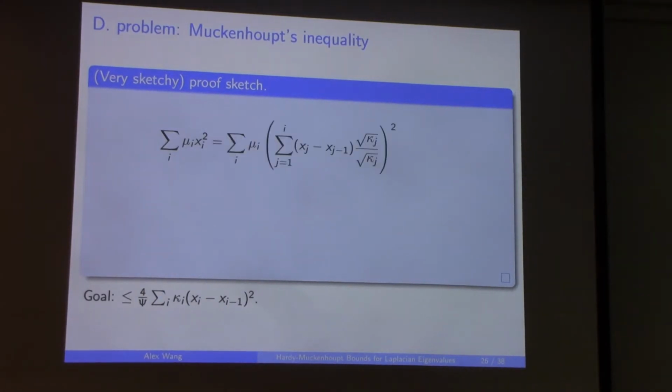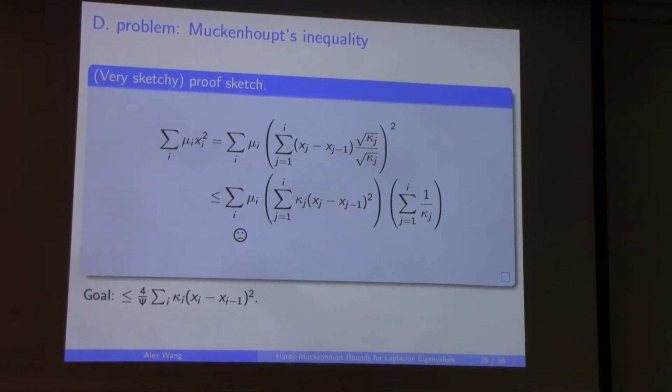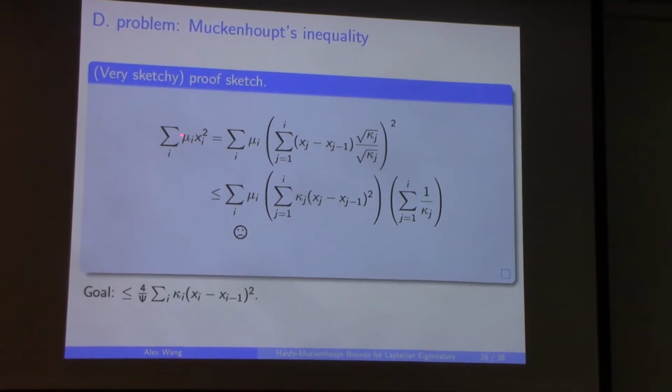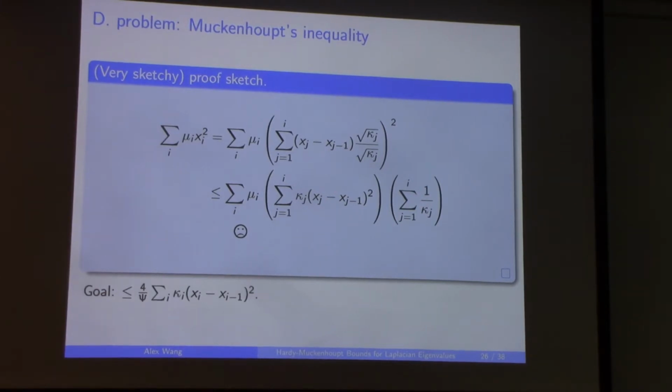So I'm going to start over. Before I do Cauchy-Schwarz, I'm going to multiply by square root kappa_j over kappa_j. I'm going to group this as the first term in Cauchy-Schwarz and the second term, so that when I apply Cauchy-Schwarz, I get that term there for free. It turns out that this is still not great, because we want this inequality to be tight. I told you already that there are choices of mu for which this is tight, where we want this to hold with equality. If we want this to all hold with equality, then this term better be proportional to that term, and unfortunately that's not going to hold for the true eigenvector.